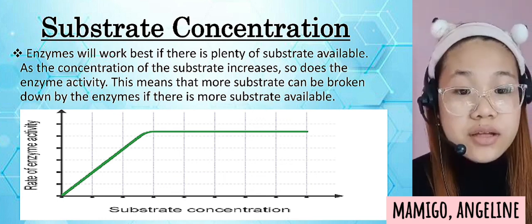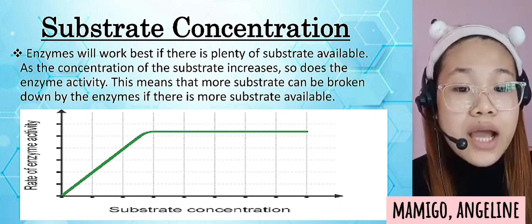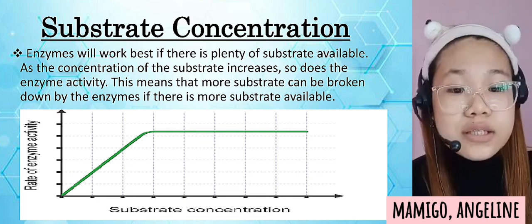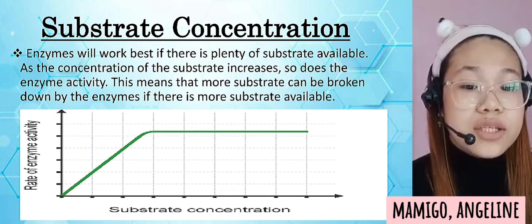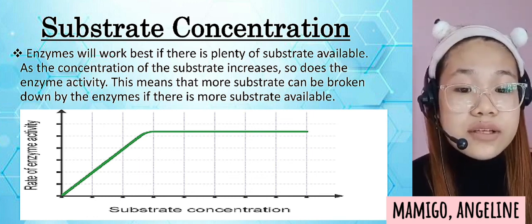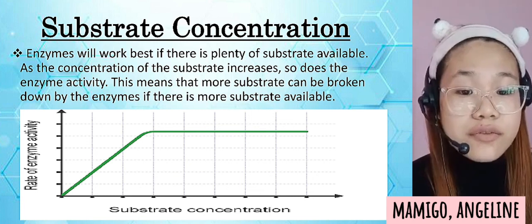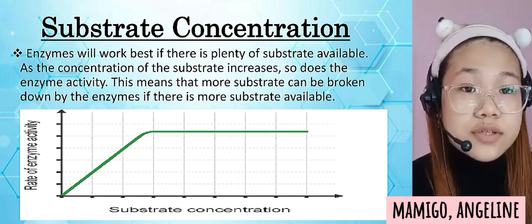As the substrate concentration increases, so does the rate of enzyme activity. An optimum rate is reached at the enzyme's optimum substrate concentration. A continued increase in substrate concentration results in the same activity, as there are not enough enzyme molecules available to break down the excess substrate molecules.